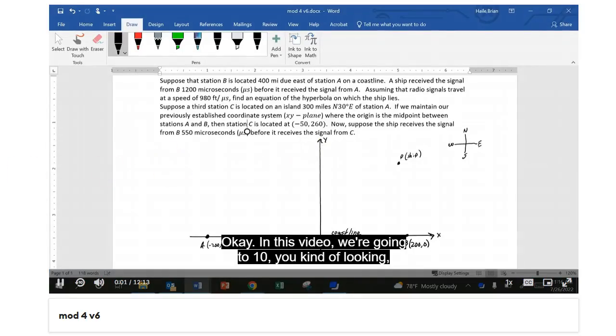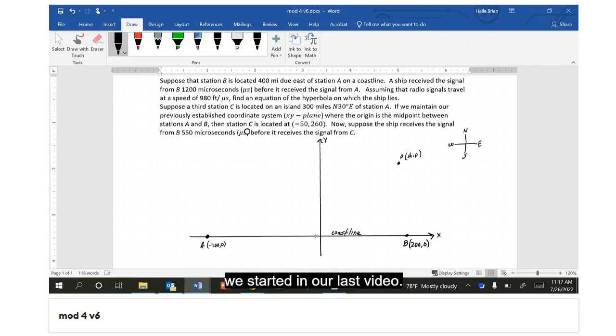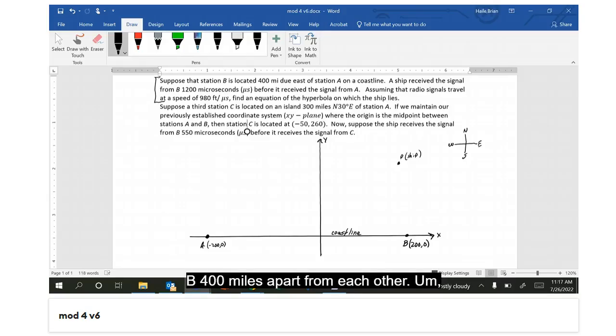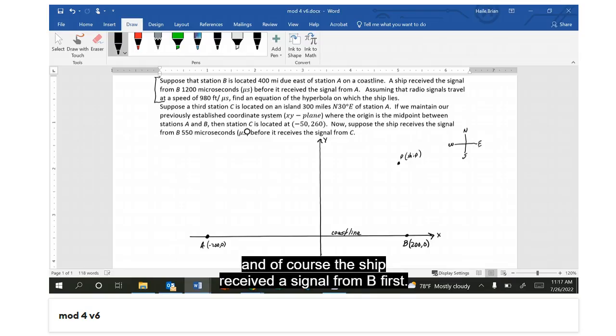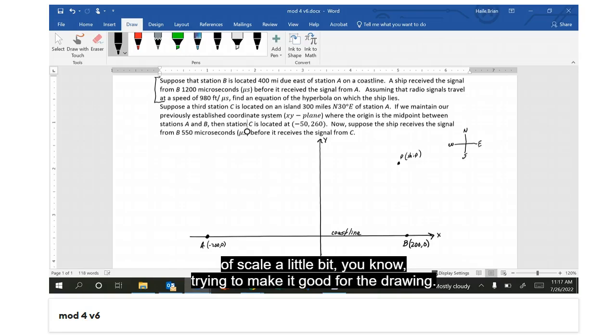Okay, in this video we're going to continue trying to place our ship. If you remember, we started in our last video, we looked at this problem right here that I've marked. So we've still got our two stations located on the coastline at A and B, 400 miles apart from each other. And of course the ship received a signal from B first, and so that's why we have it placed over here closer to B, but perhaps out of scale a little bit, trying to make it good for the drawing.